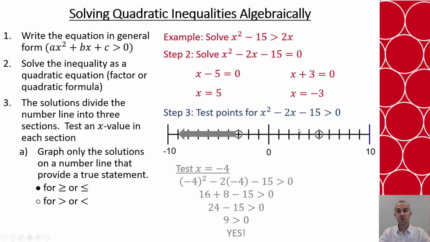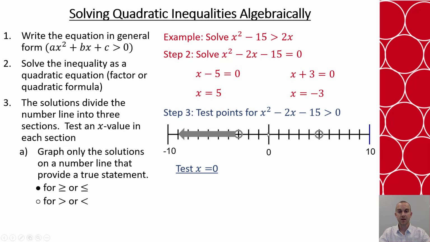Now I'm going to test the middle section. And since 0 is there, I'm just going to use 0. That's the easiest number to always use. So 0 squared minus 2 times 0 minus 15, that's going to be 0 minus 15, which is just -15, is greater than 0. That is not true. That means no shading should occur between my 2 points.